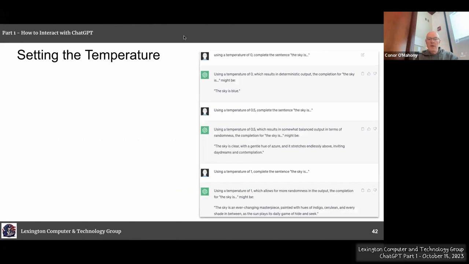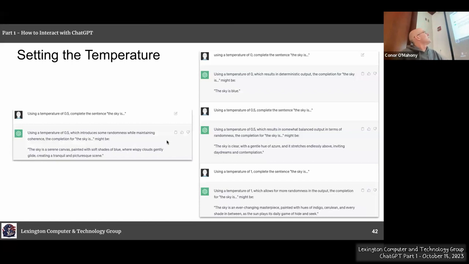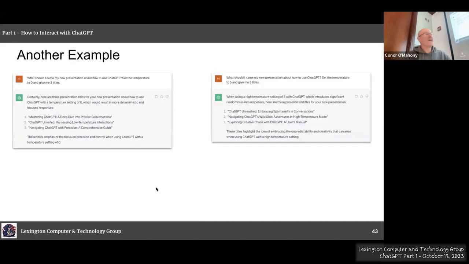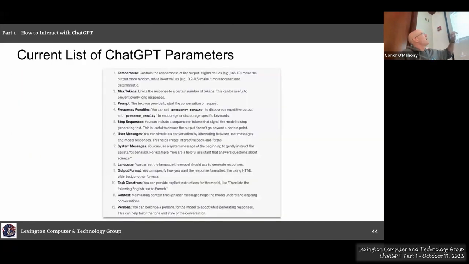And so here's an example where you can use a temperature of 0, complete the sentence, the sky is. So in other words, I just literally typed using a temperature of 0. And then it said, the sky is blue, if you want me to just give a real focused answer. But if I set the temperature to 1, the sky is an ever-changing masterpiece, painted with hues of indigo, cerulean, and every shade in between, as the sun plays its daily game of hide-and-seek. Or you can set it to 0.5, somewhere in between. The temperature is a word that has a meaning in this context.